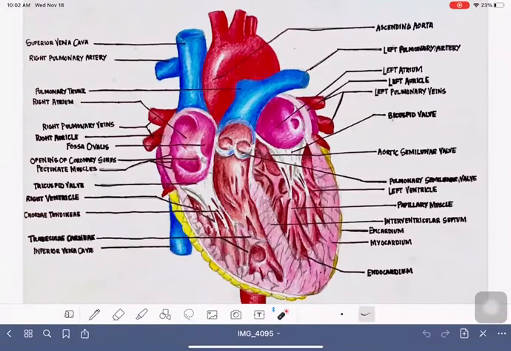So now that deoxygenated blood, the oxygen poor blood, is in this right ventricle right here. After that, that blood will go to the pulmonary semilunar valve right there. And then it will lead into the pulmonary trunk and into the pulmonary arteries, which is right here. We have the right pulmonary artery and the left pulmonary artery.